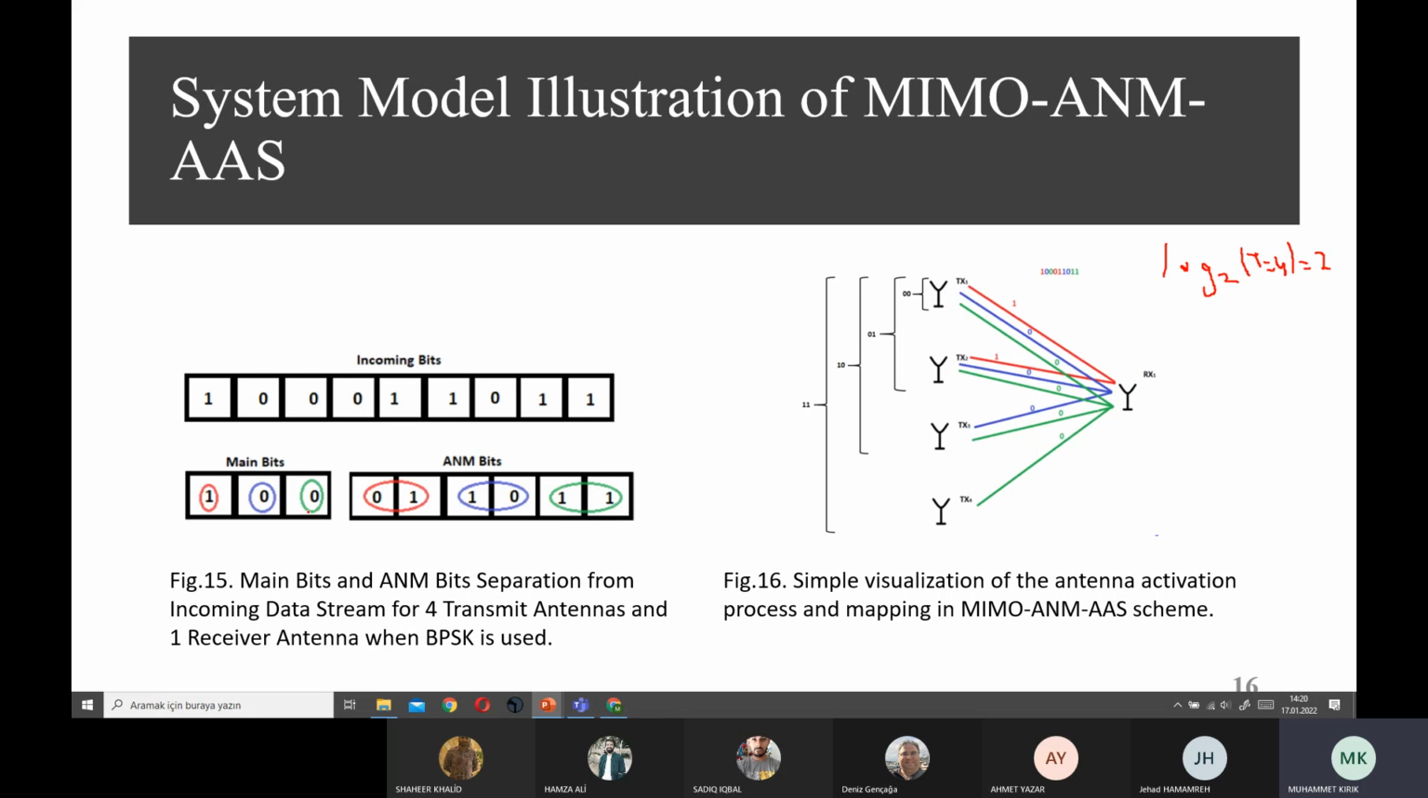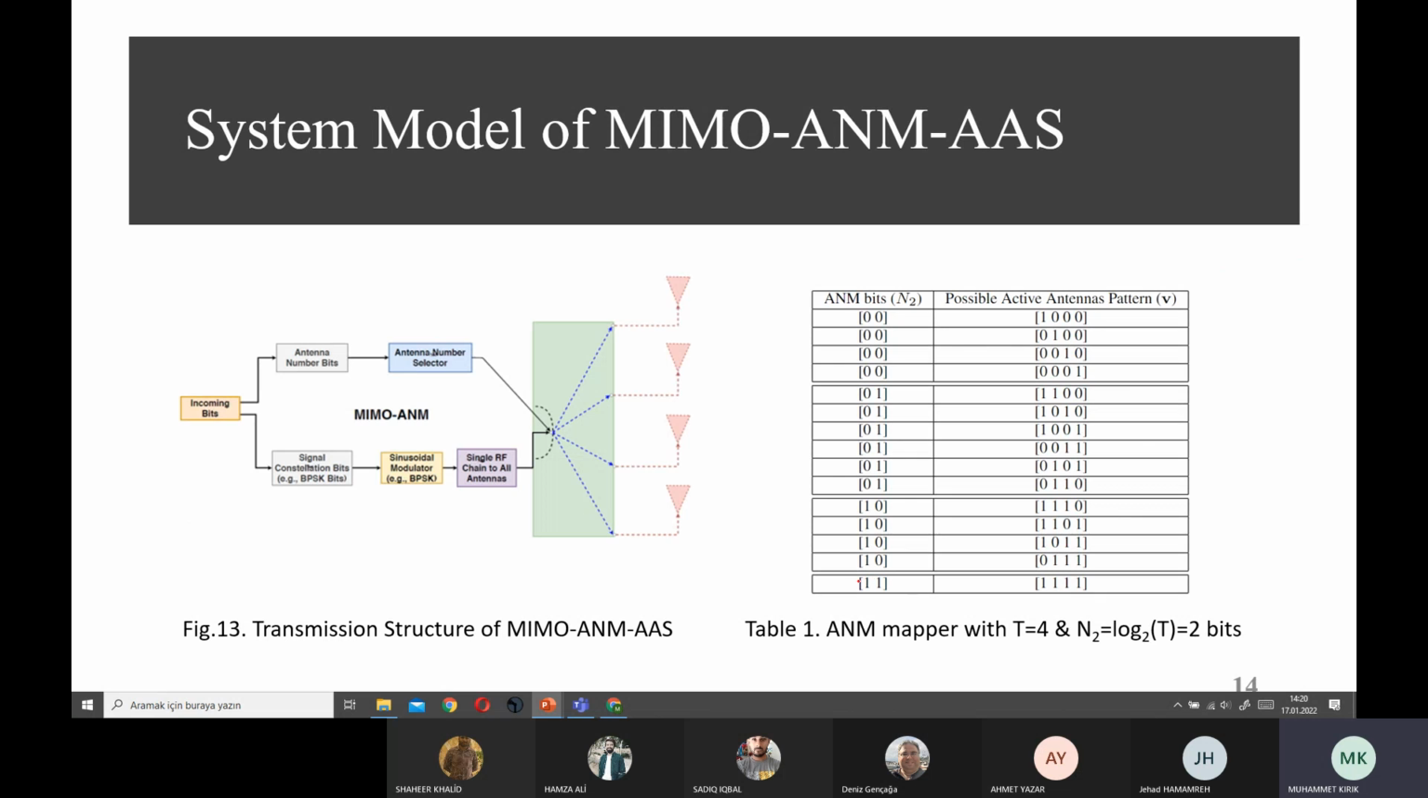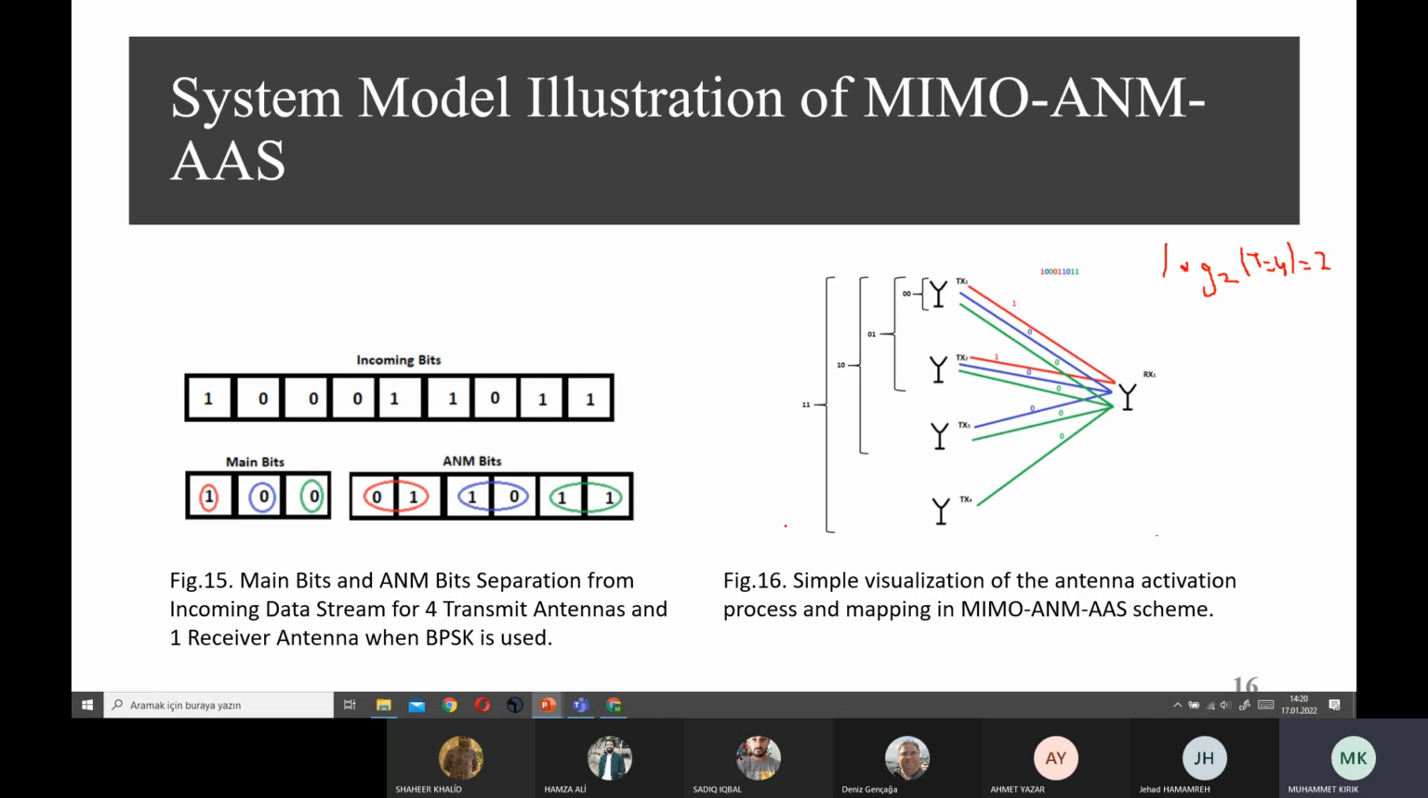And lastly, we have another 0 to transmit. And when we come here to see the ANM bits group, we have 1, 1. We are coming back to our mapping table. When we have 1, 1, it means we are activating all the 4 antennas in our system. So we are transmitting this 0 by using the first, second, third, and fourth antennas, basically all of them.